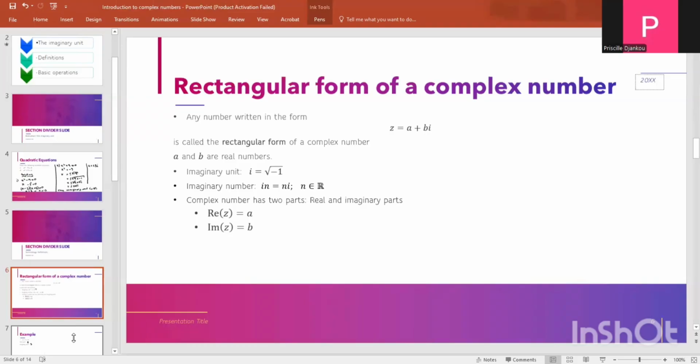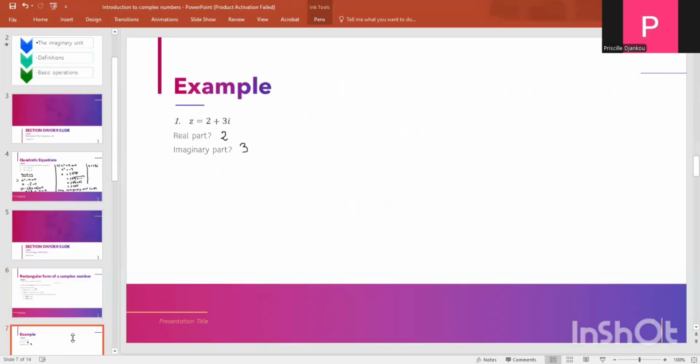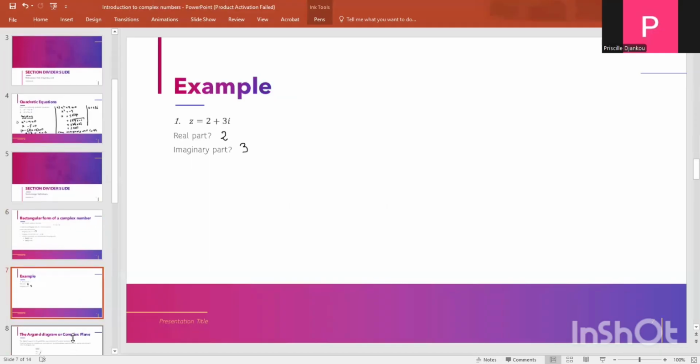What is an imaginary number? An imaginary number is a number associated with i, whereby we have i times any number n, where n is a real number. Alternatively, we can define a complex number as a number that has two parts, the real and the imaginary part. In this case, the real part of z is equal to a and the imaginary part of z is equal to b.